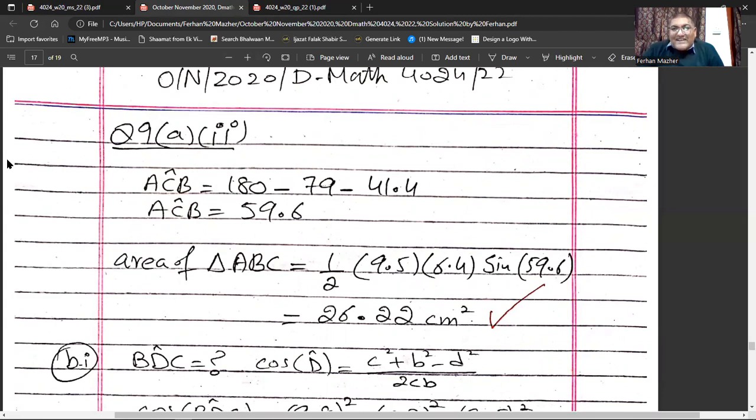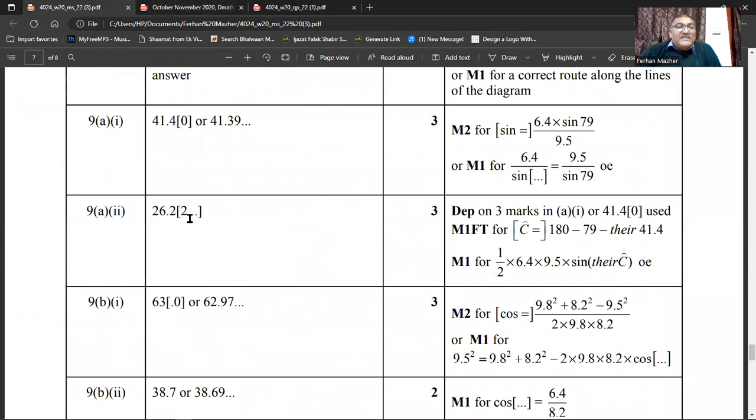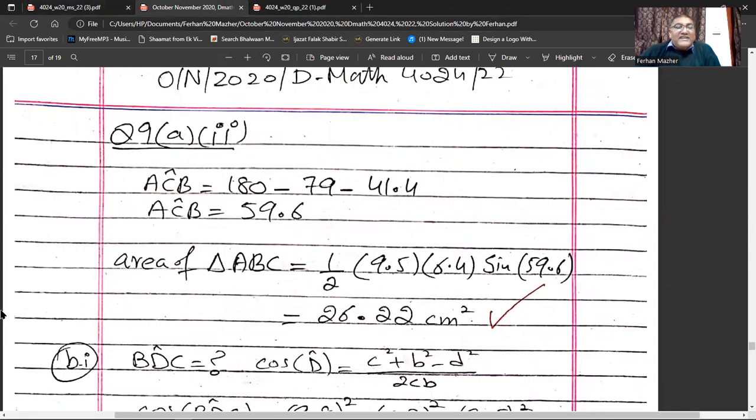Now I know the two sides and the angle between them, so I can find the area of this triangle ABC. 1 by 2 into 9.5 into 6.4 into sine of 59.6, and that will be 26.22 centimeters squared. 26.22 is the right answer, sir. So that answer is showing up on your screen.